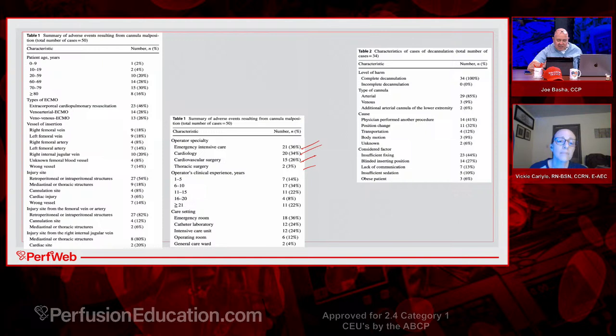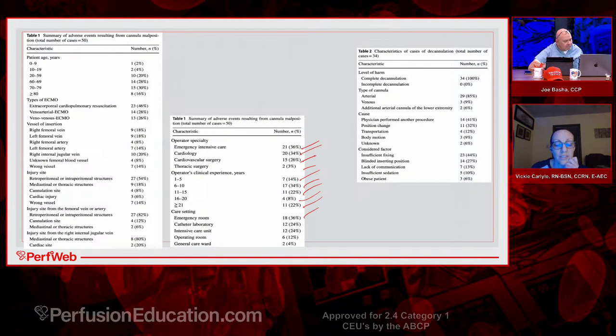Operators' clinical experience. Now, I thought this was interesting, too. 1 to 5 years, 14%. 6 to 10 years was 34%. So those are the guys, I think, that are still really having fun with this. 11 to 15 years, it drops off a little bit. 16 to 20 years was 8%. And I can't explain why 22% were greater than 21 years of experience. You would think they'd be the ones that were like, give it to the younger guy to do. But maybe it's because they call them because they know they can do it with a lot fewer complications. It's hard for me to say.